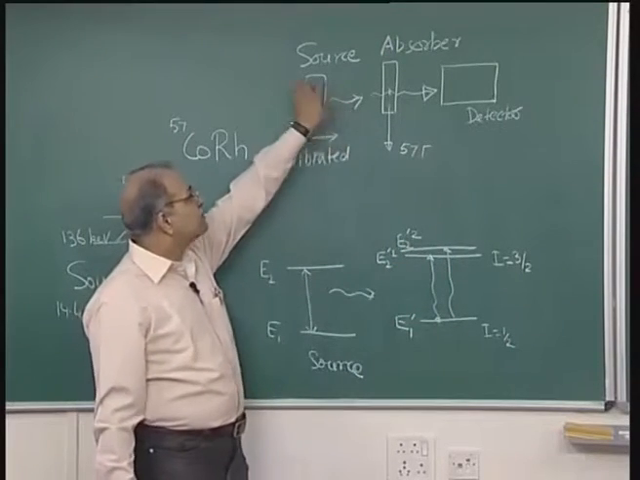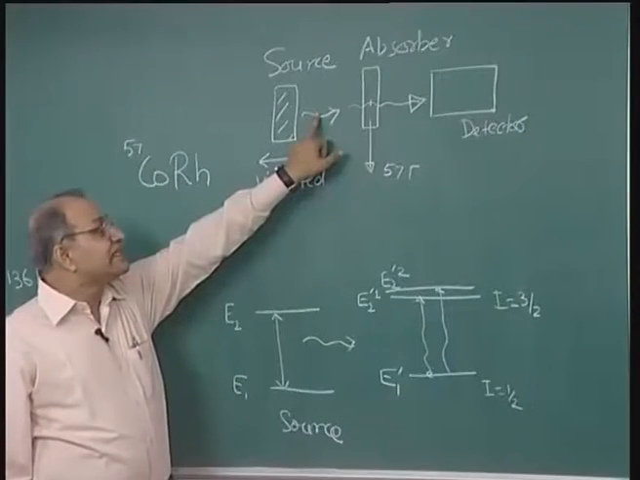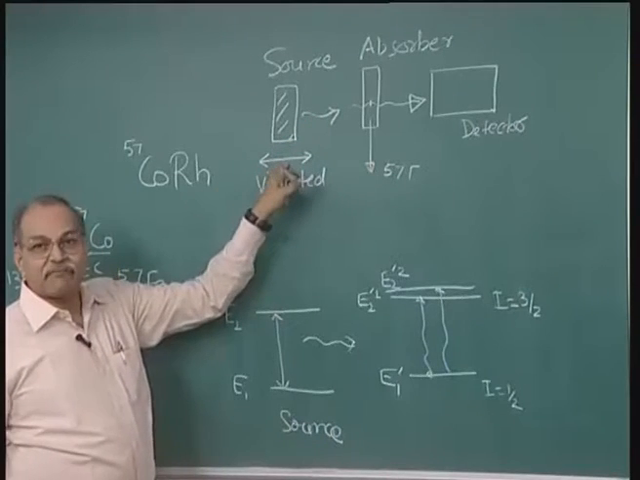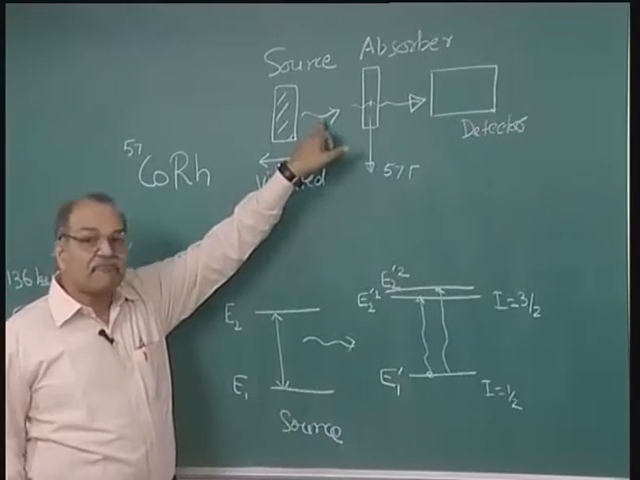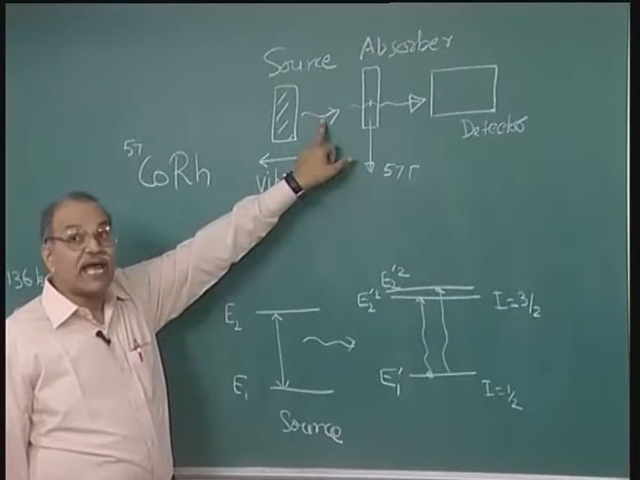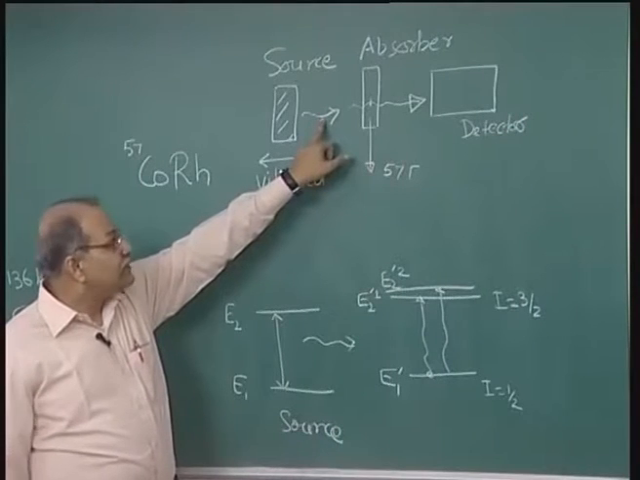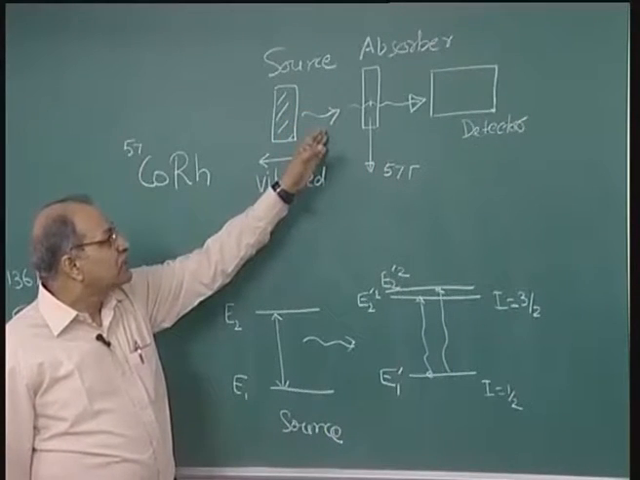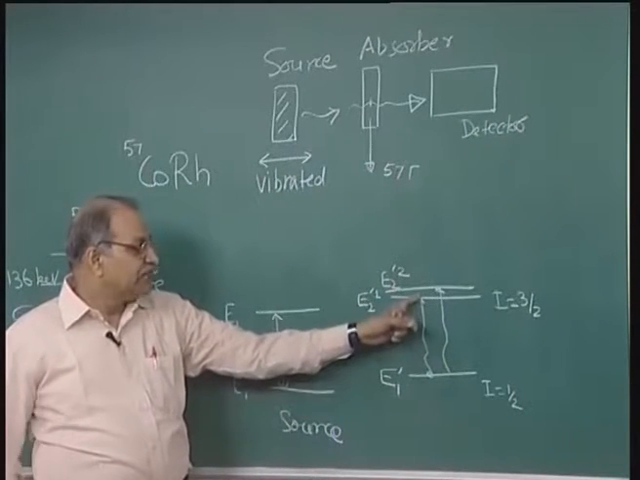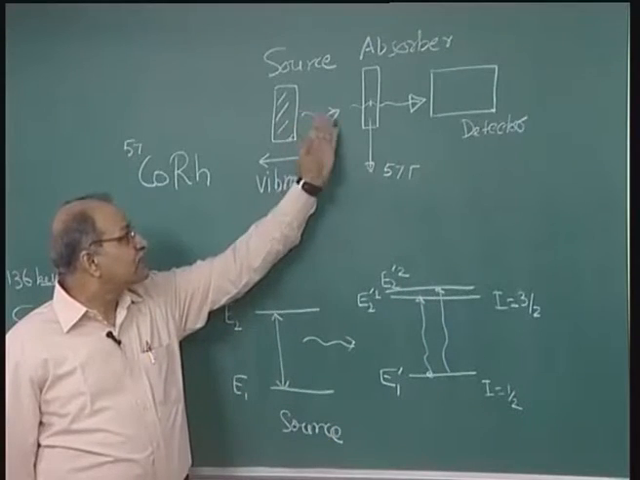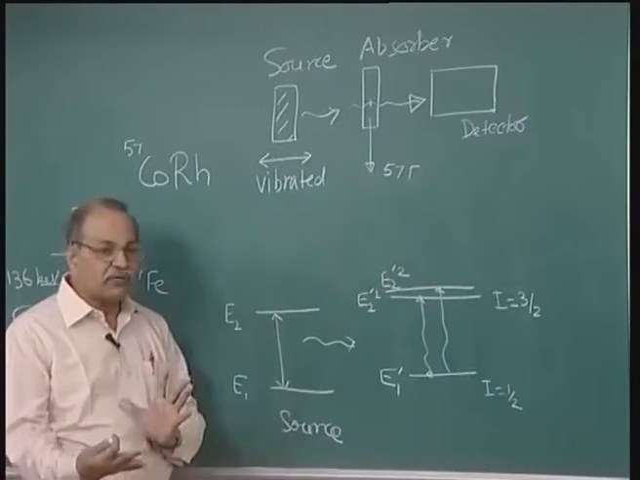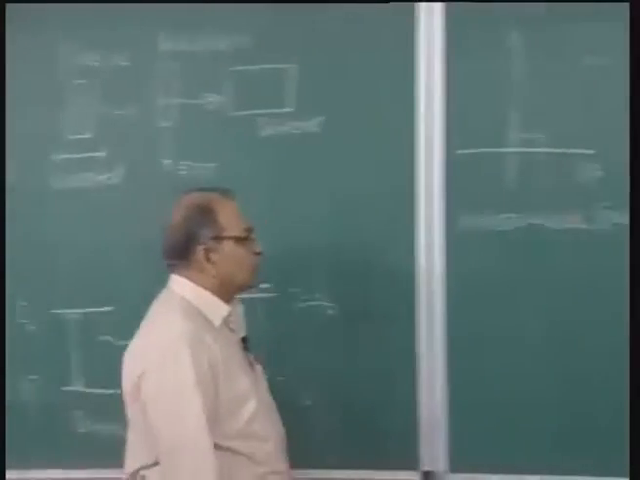So, the gamma ray which is coming from the source, the energy is Doppler shifted because of this vibration. So, at two different velocities V1 and V2, you will have resonance. V1, when the gamma ray energy after Doppler shift becomes equal to this difference here, and V2 where the gamma ray energy after Doppler shift becomes equal to this one. So, what kind of spectrum will it be? The spectrum will be something of this sort.